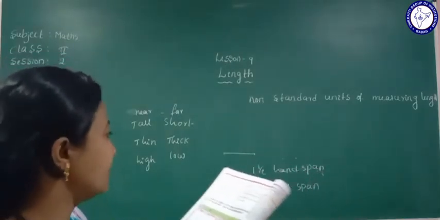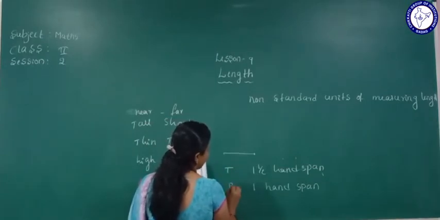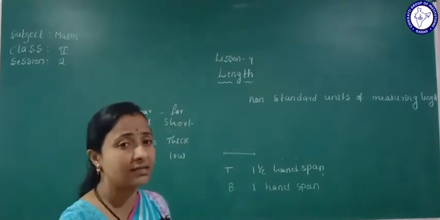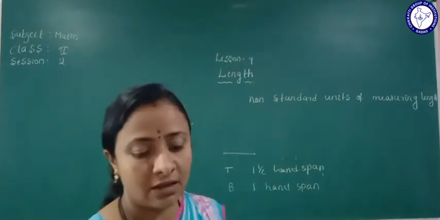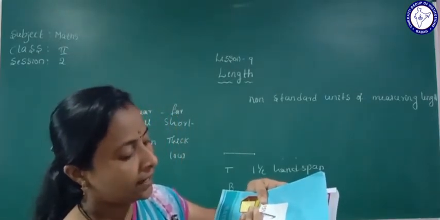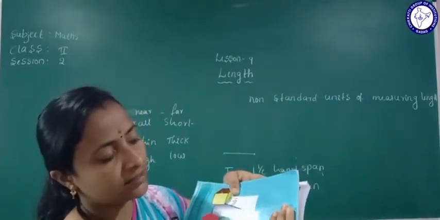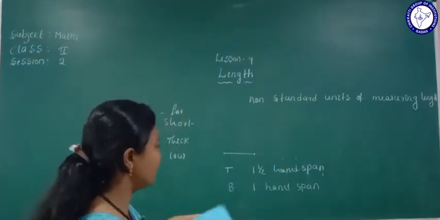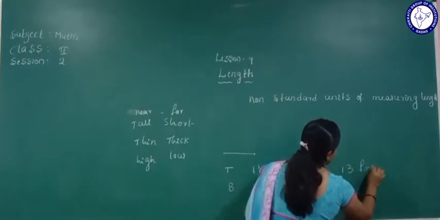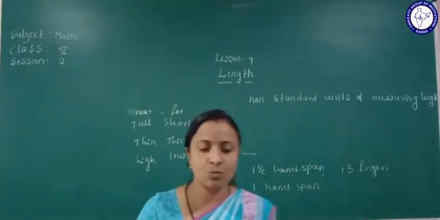In hand span, the textbook is this and the box is this. The textbook we can measure in hand span. In fingers, how many fingers are there? See, 4, 8, 12, next 3, 13. Totally 13 fingers. The textbook's size is 13 fingers. This is the length only.